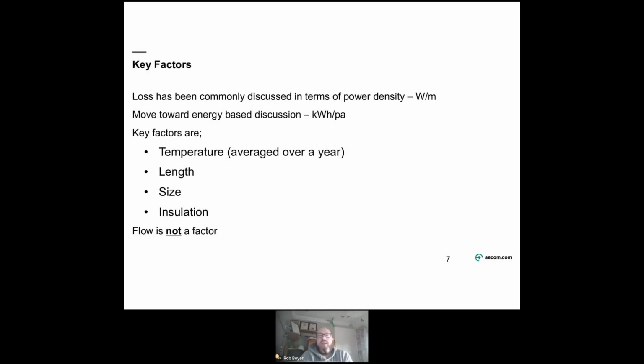So some of the key factors that manifest with secondary losses: typically, we've always looked at losses in a power density terminology, watts per meter. If we can reduce the watts per meter, it's a good quality system. That has been quite a traditional approach, but there is now a big push across multiple assessment methodologies, either voluntary guidance or regulation, where we're now looking at annual performance, specifically kilowatt hours per annum. Now, the interesting thing I find is a lot of people think that flow is a factor when looking at heat networks. And in actual fact, it's not. It's the temperature averaged over the year of each individual pipe. It's the length of the pipe, the size of the pipe, and then the insulation applied. And I've deliberately put insulation at the bottom of that list because it's the last thing that should be tackled after you've tackled all these other things. But flow is not a factor.